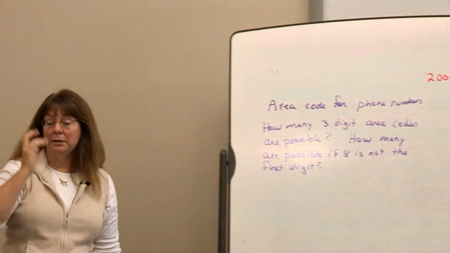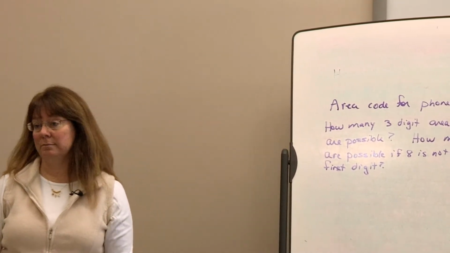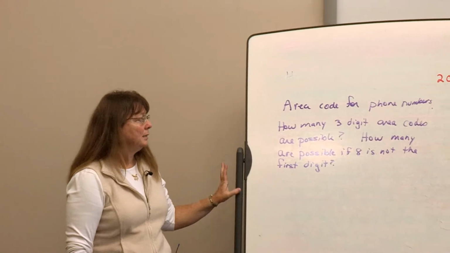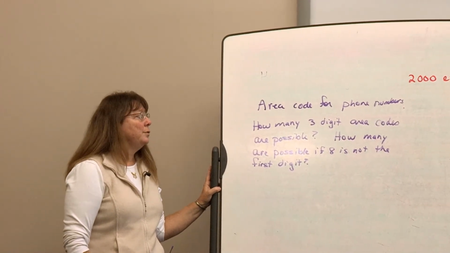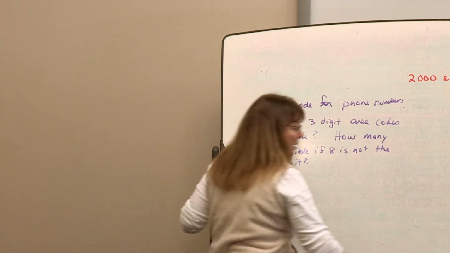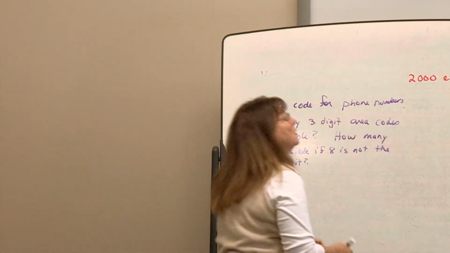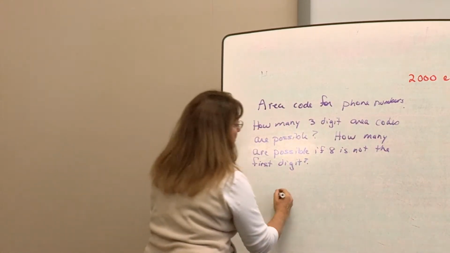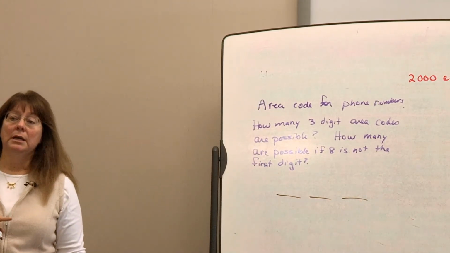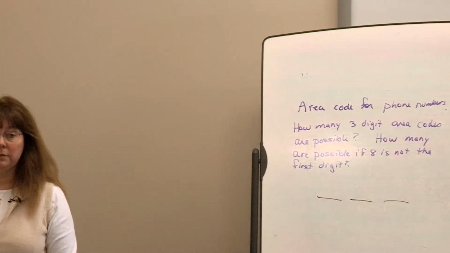You could do the same idea if you're talking about maybe license plates, what your options are for license plates. So I'm going to use the blank idea, and I want to look at area codes for phone numbers. I'm looking for a 3-digit area code, and I want to find out how many are possible. So I'm going to have 3 digits. Here's my 3 blanks. Now you need to tell me, is the order important for these 3 digits?